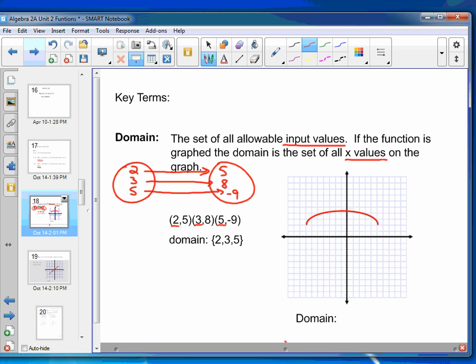Now, what does that look like on a graph? Well, if you look at this graph, here's our x-axis. What values on the x-axis have points on the graph? As you can see, it's not just a single point, it's anything from here to here. So if you count 1, 2, 3, 4, 5, 6, that's -7, and this is 1, 2, 3, 4, this is 5. So any x values that are greater than or equal to -7 and less than or equal to 5, that's our domain. All x between -7 and 5.